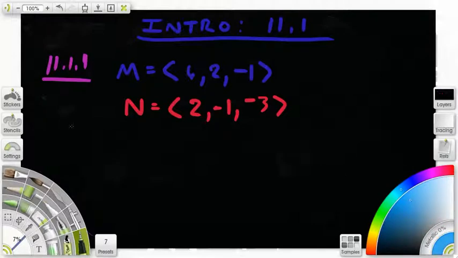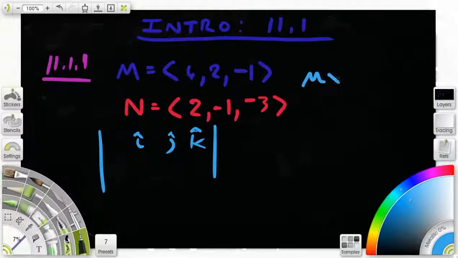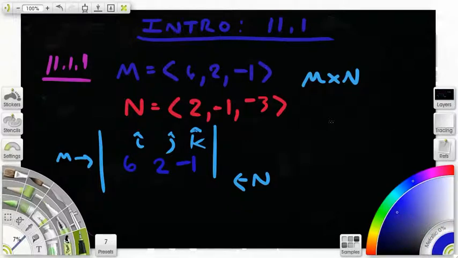So by definition of the cross product, we just expand this out into a matrix determinant, i, j, k on this first row, and then we're wanting to do m crossed with n. So the order is very important when we do this. We want to put m first right here, and we want to put n here. So when we write this out, we have 6, 2, and negative 1. And n is 2, negative 1, and negative 3.